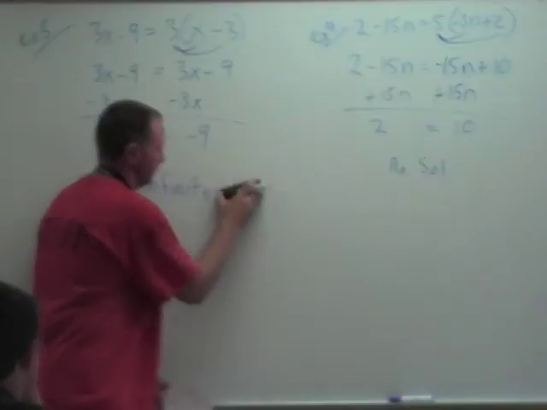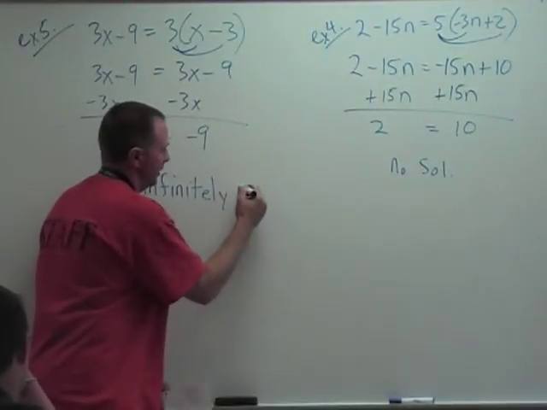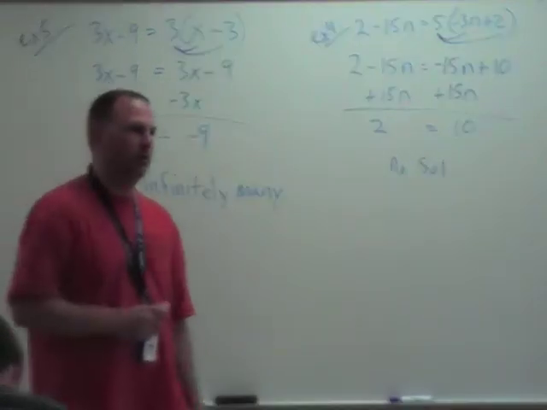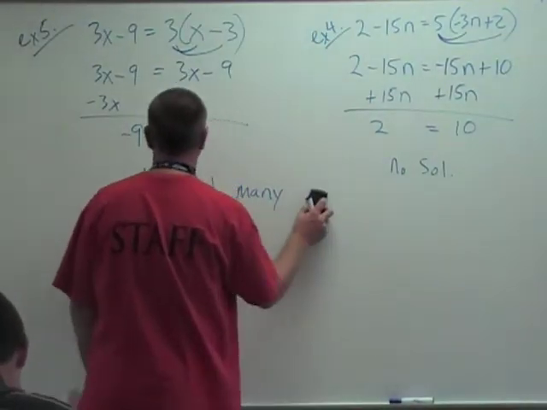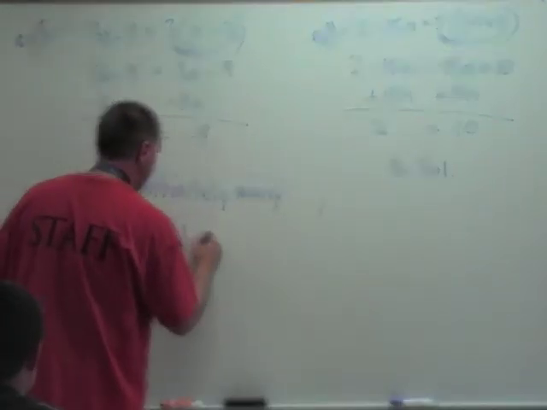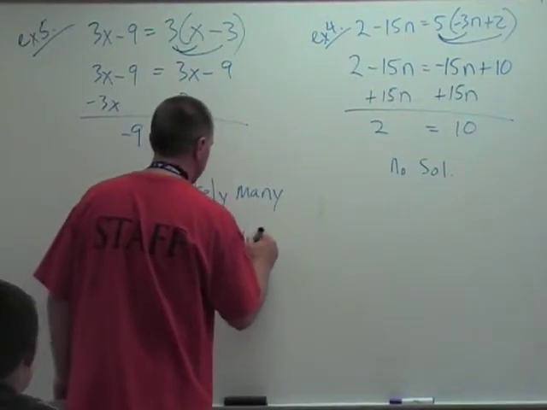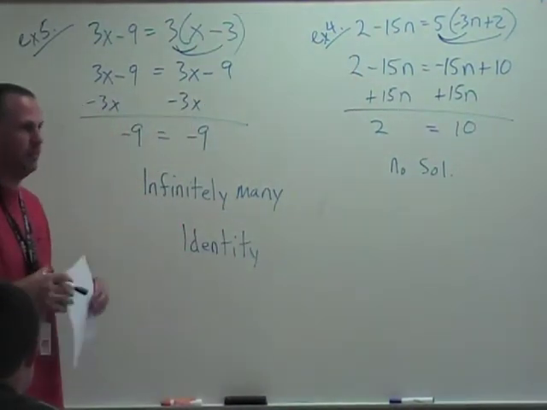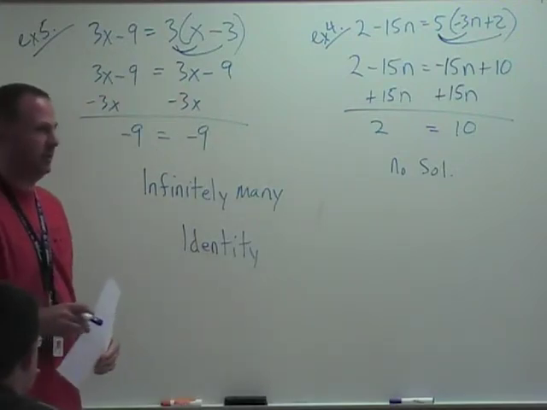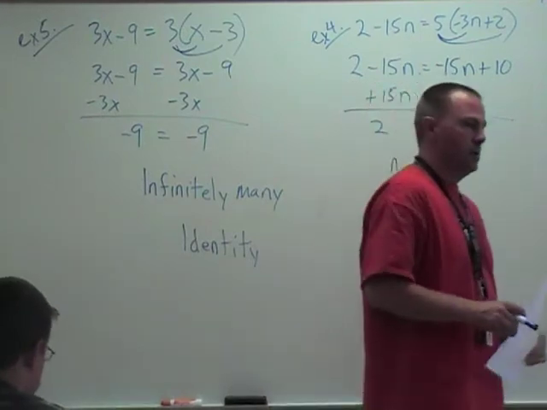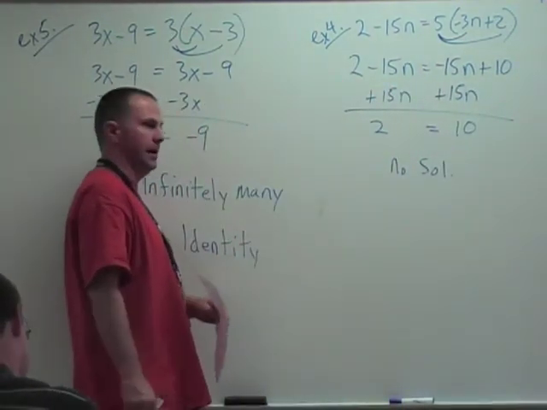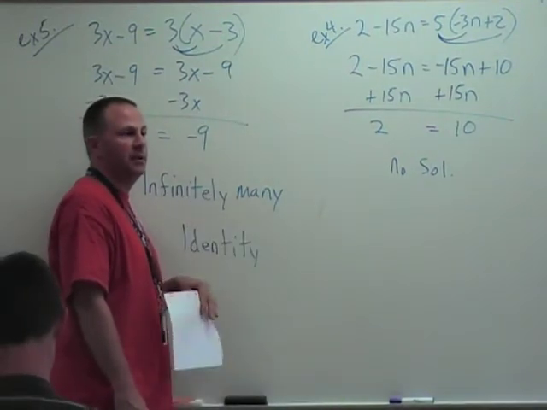Or you say, like some of the books will say, Mr. Lockwood, infinitely many. Can we just put the sideways 8? Yeah, infinitely many. But I want you to call it the identity. Doesn't that equal that? Isn't that the identity property? Yeah. So we just say identity. That means there's infinitely many solutions.